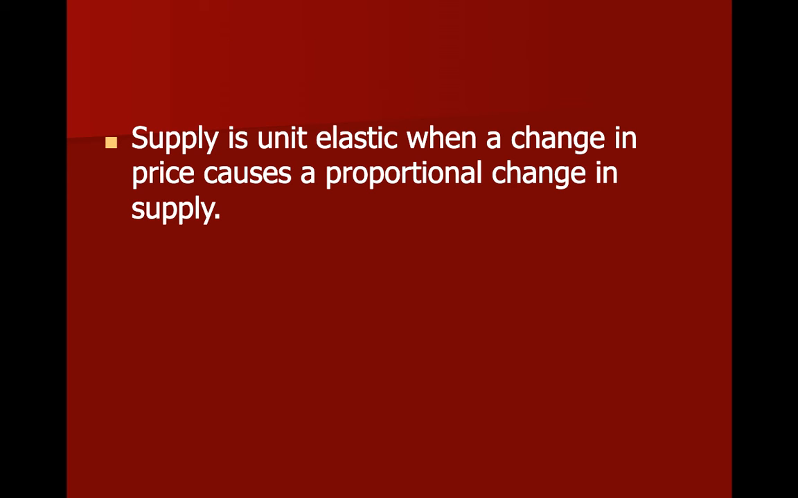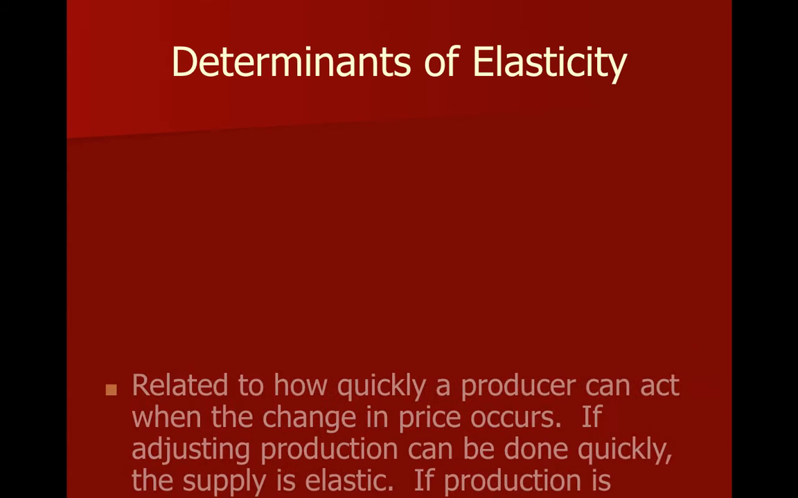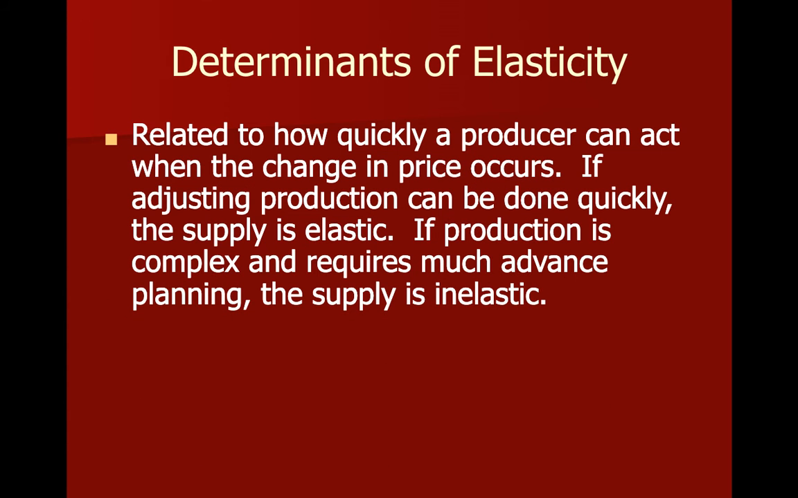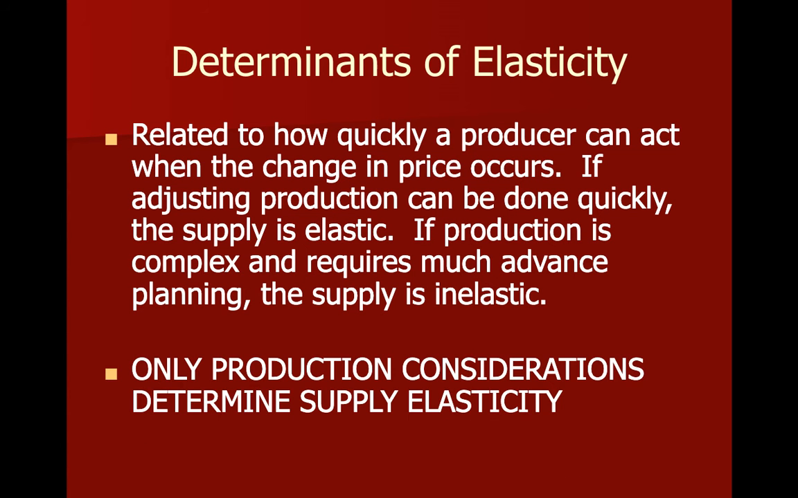Supply is unit elastic when a change in price causes a proportional change in supply. And then the determinant is how quickly producers can react to a change in price. If adjusting production can be done quickly, the supply will be elastic. And if production is complex and requires more advanced planning, it is inelastic. Only production is what's used for this, nothing else.